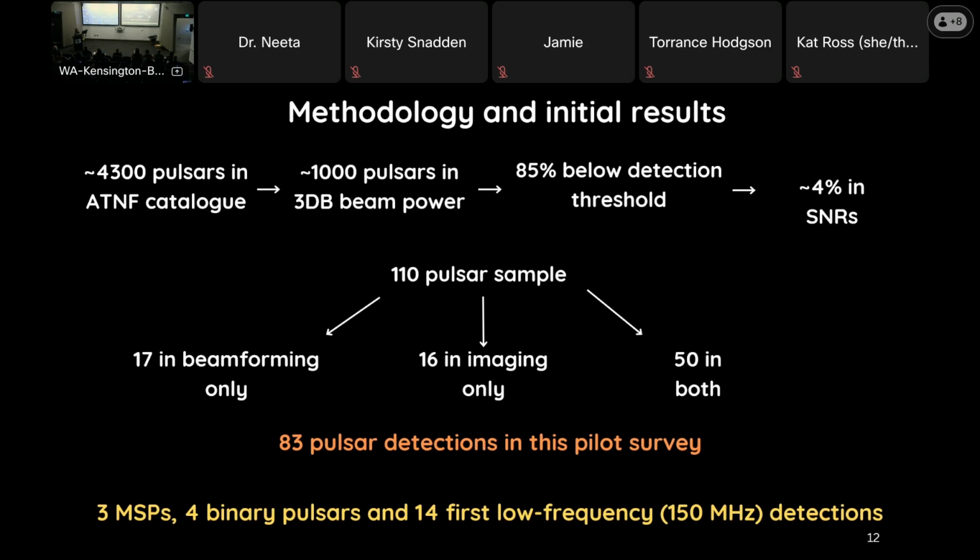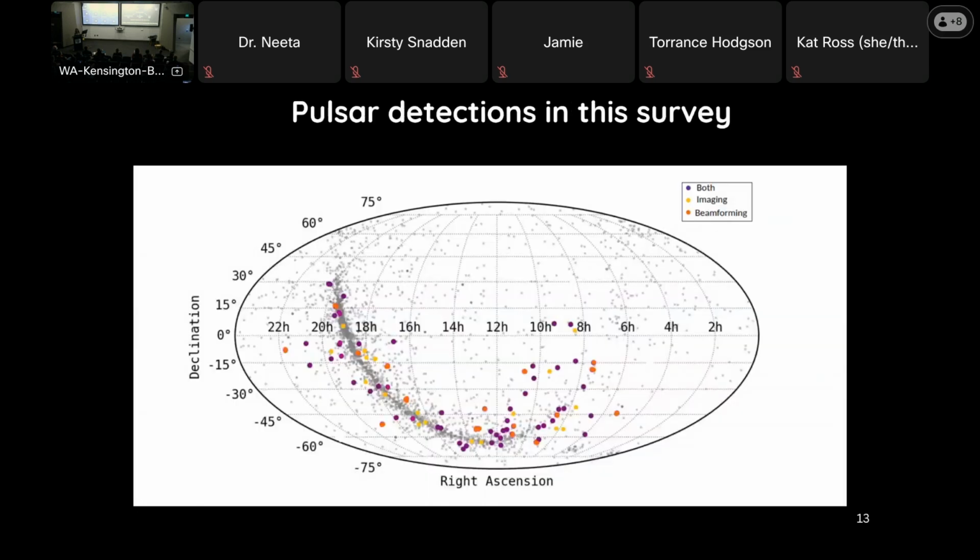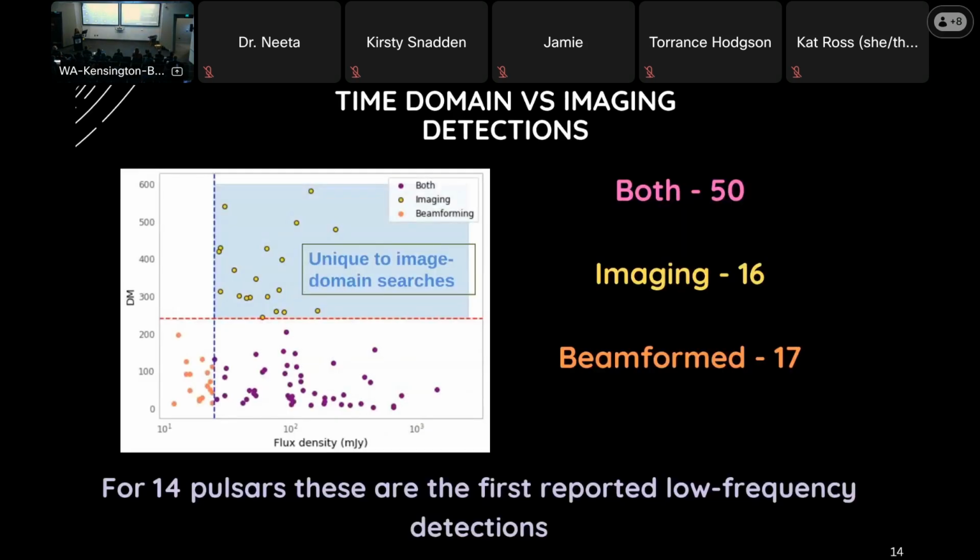And for 14 of them, we have the first low frequency detections ever reported. So this is just a pictorial representation of all of the pulsars that were detected in this survey. And if I project this onto a different plane, just to try and understand, is there any particular advantage of using image-based searches? And this is a very, very naive and crude approach, I have to say.